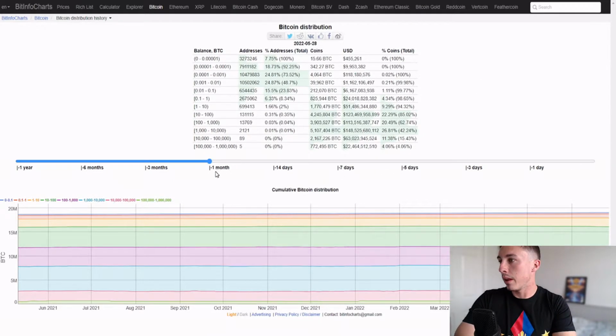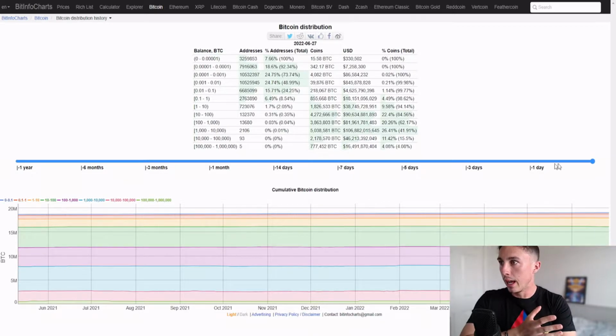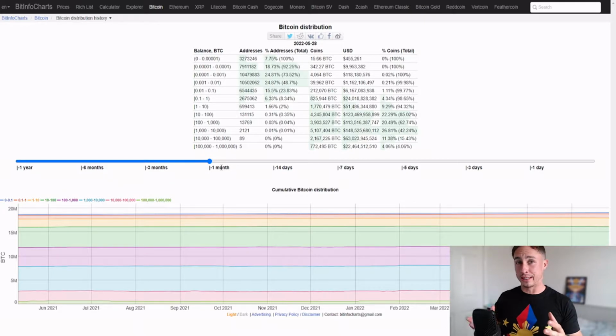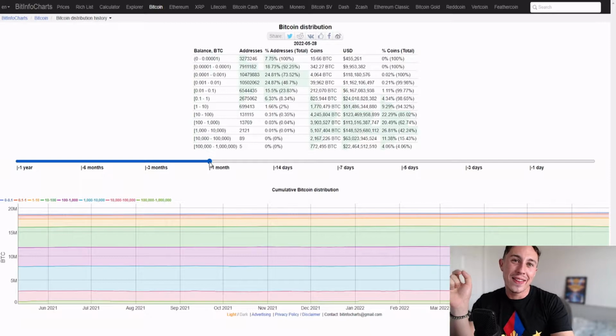Now, if we were to zoom out a month ago, now we're looking at the 28th of May, 2022. You can see there's 699,000 wallets with 1 to 10 Bitcoin. So what I'm saying is, over this last month of extreme fear, we've actually seen an extra 23,000 Bitcoin addresses now holding over one Bitcoin. So it really shows that actually lots of retailers or investors have been accumulating crypto through this extreme fear scenario.